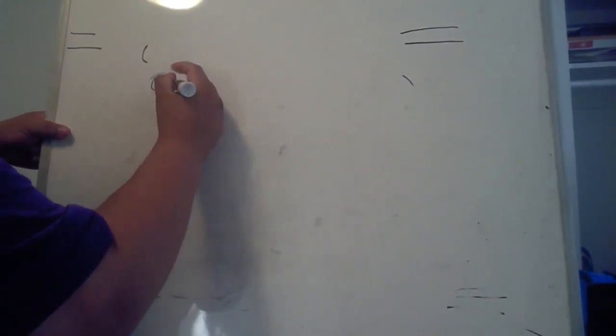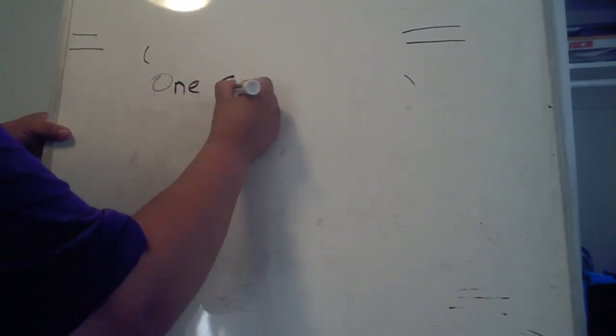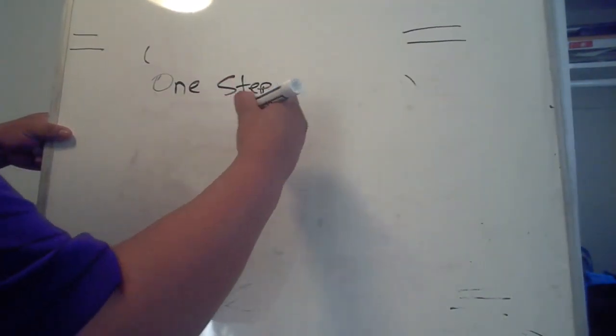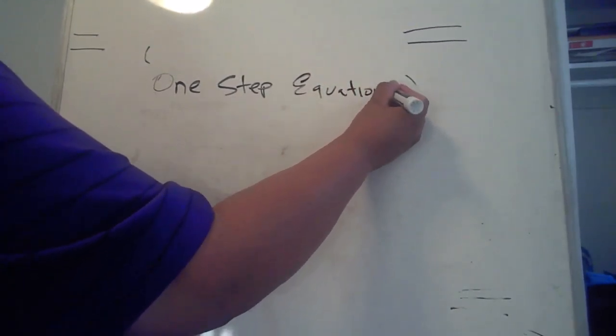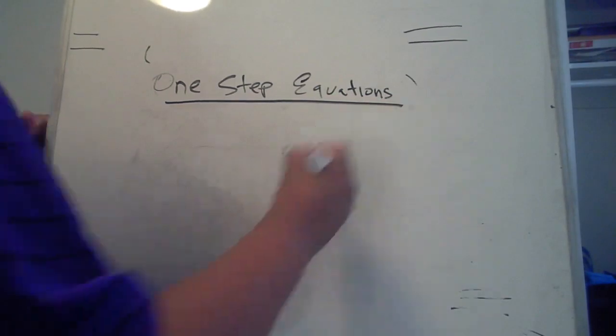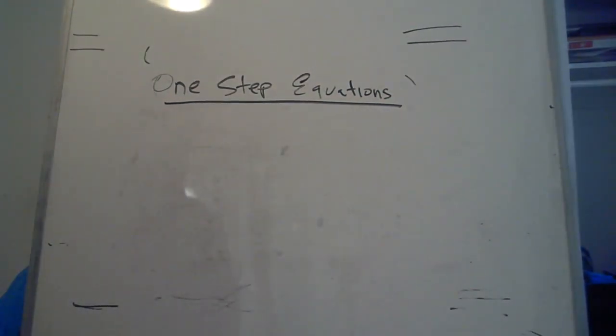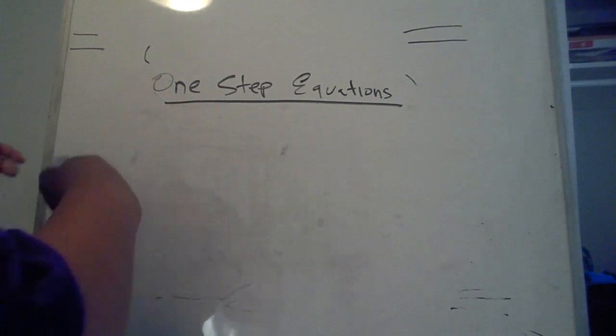Welcome guys. In this video we're going to talk about something called one-step equations. There are four different kinds of one-step equations. One is addition, one is subtraction, one is multiplication, and one is division. So we're going to take a look at one type at a time. First, let's start with addition.